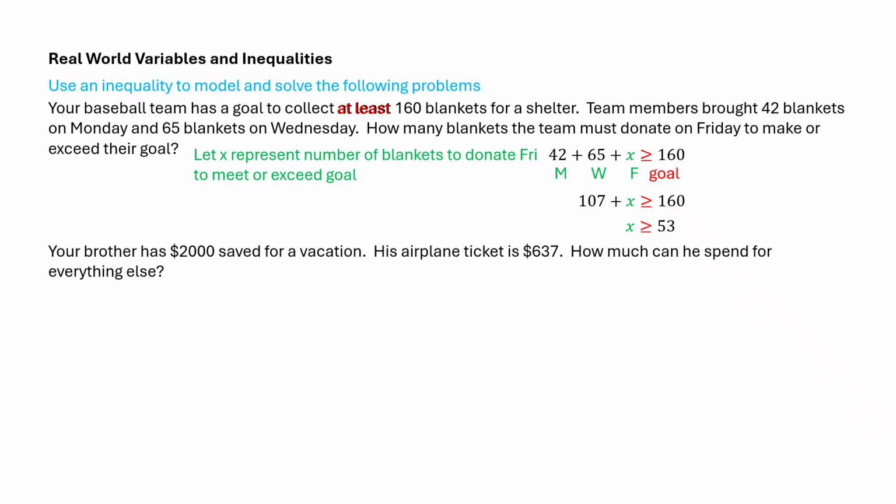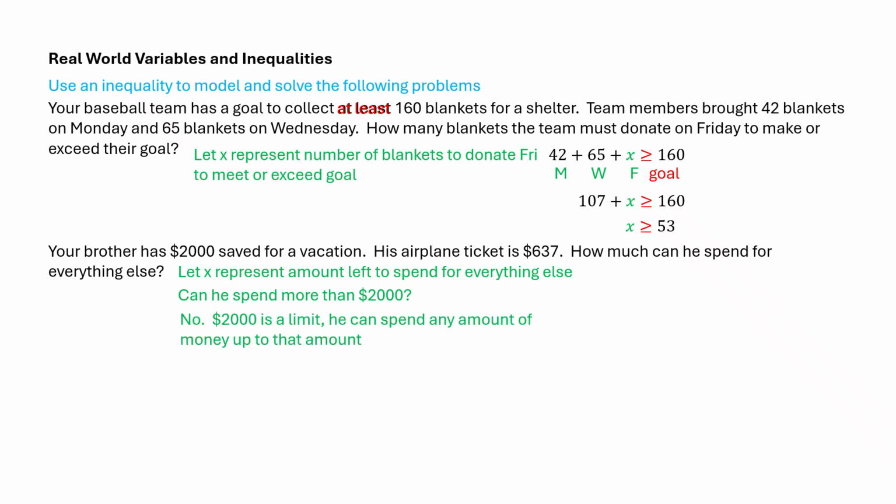So we have your brother. He saved up some money for a vacation. He just bought an airplane ticket, and we need to figure out how much he can spend for everything else. Well, there's our variable. Let X represent the amount left to spend for everything else. All right. So can he spend more than $2,000? Nope. $2,000 is our limit. He can spend any amount of money up to that amount. So then therefore the 2,000, it's going to be less than or equal to for our inequality here.